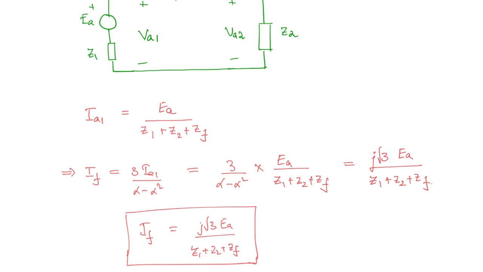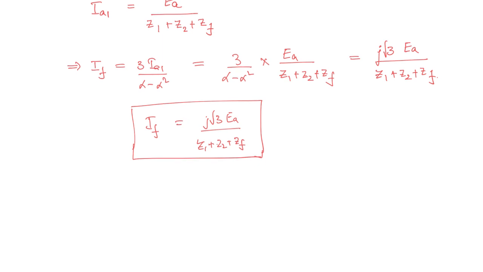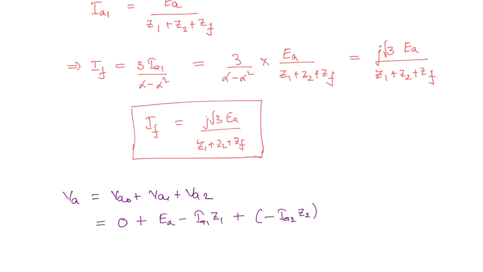Okay. And from here you can find out the voltages as well. If you take VA, this is what? VA0 plus VA1 plus VA2. Now, VA0 anyways it is 0, right, there is no zero sequence network, and VA1 it is EA minus IA1 Z1 plus VA2 is minus IA2 Z2. IA1 and IA2 you can find from the fault current, and rest values will be given, so you can find out the voltage. Similarly, VB and VC you can find.